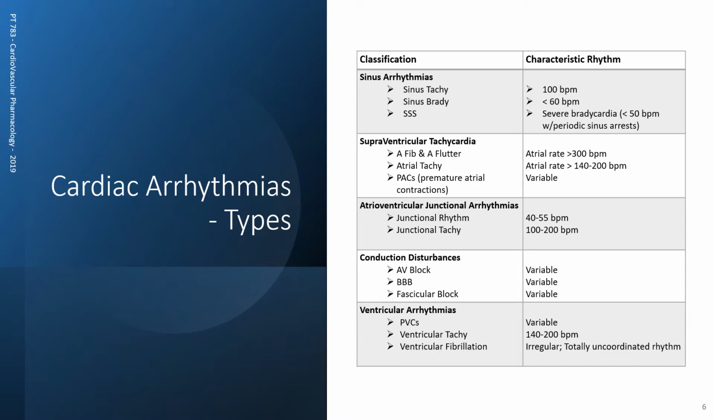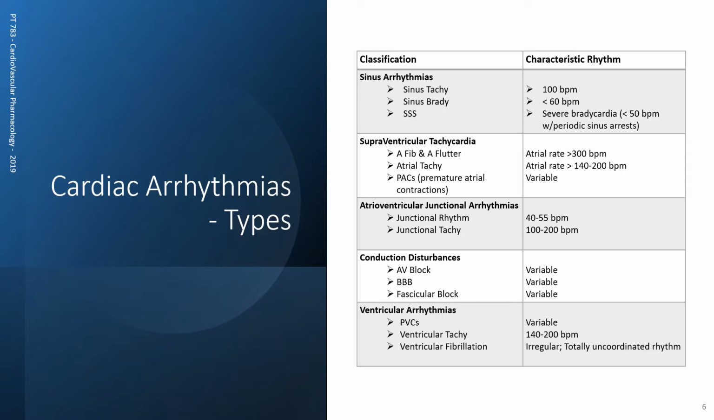Supraventricular tachycardia is any tachycardia or any fast rhythm originating above the atrioventricular junction. There are a number of arrhythmias which fall under supraventricular tachycardia, for example, atrial fibrillation and atrial flutter, atrial tachycardia, and premature atrial contractions. The characteristic rhythms are shown on the right. The atrioventricular junctional arrhythmias arise from the junction or the tissue junction between the atrium and the ventricle. We usually see junctional tachycardia and junctional rhythms.